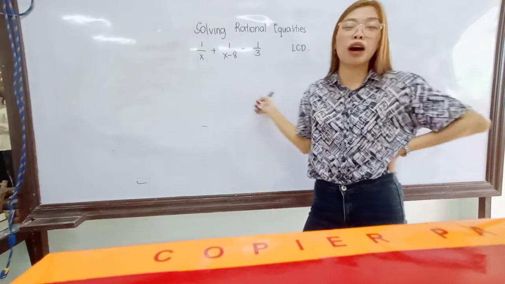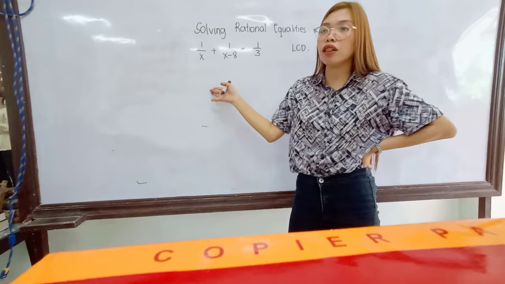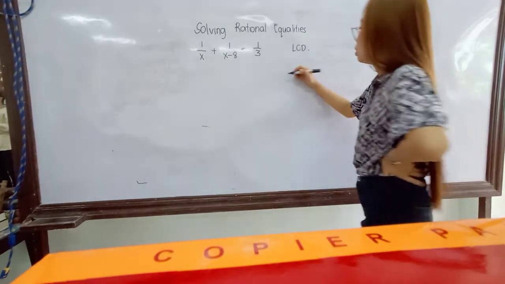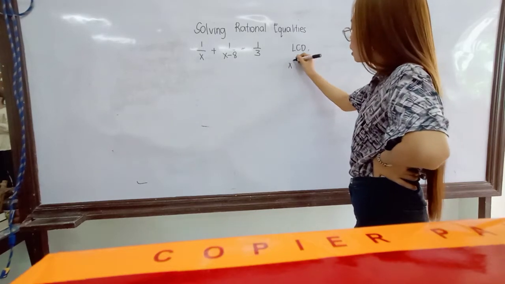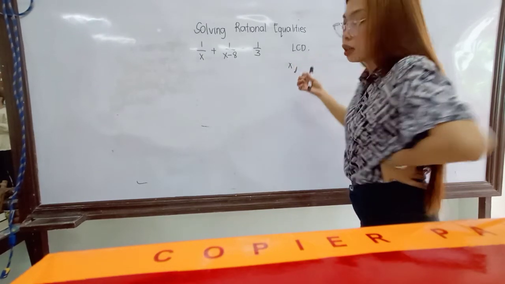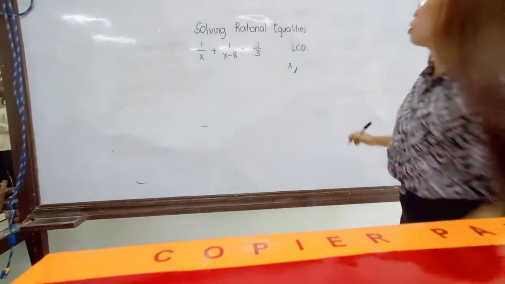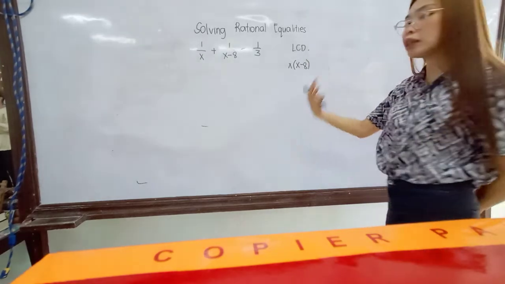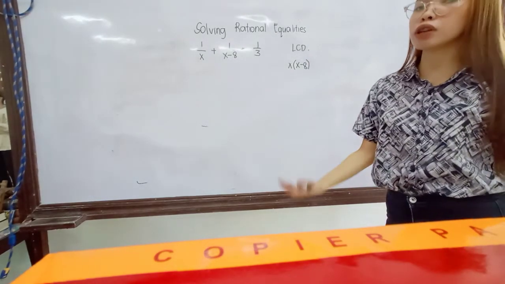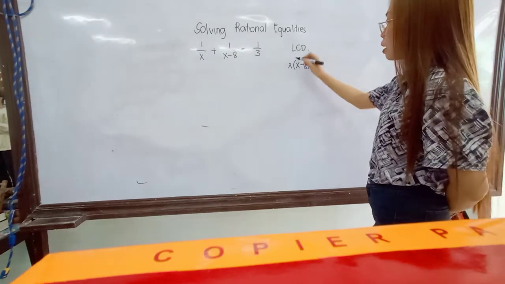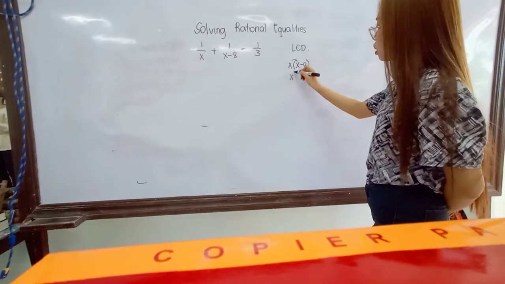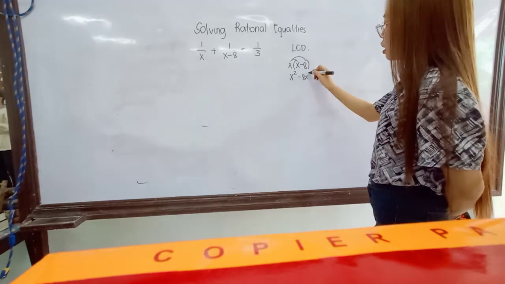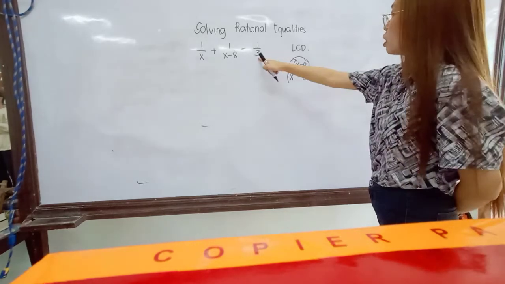Okay, so the same with this one, we're going to multiply all the denominators, and that will be our LCD. So multiply lang natin, for example, x times x minus 8. Okay, so multiplying two terms at a time lang muna, hindi pwedeng sabay-sabay. So x times x, that is x squared, and then x times negative 8, that is negative 8x. Then after that, we're going to multiply it by 3.